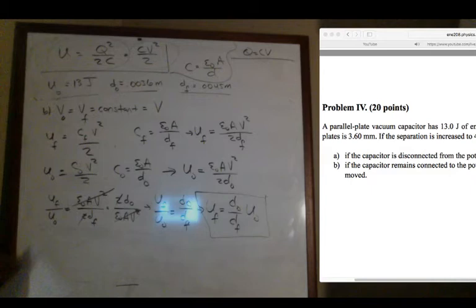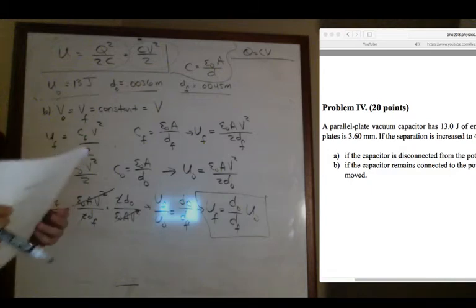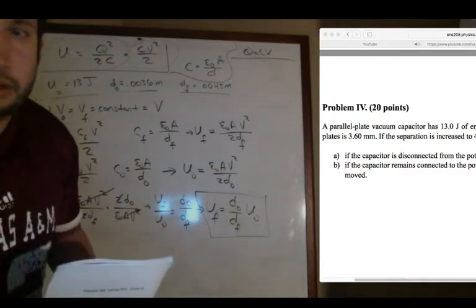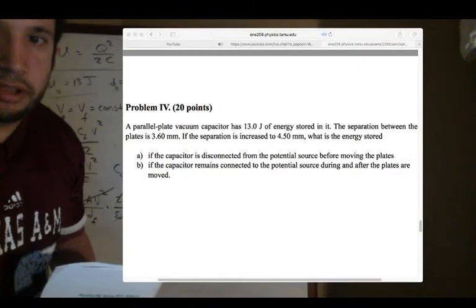Last problem. Okay, so last problem of the day. We've got an RC circuit. We've got a switch. Freaks people out. You know what? That's okay. Because I'm going to show y'all how to deal with it.